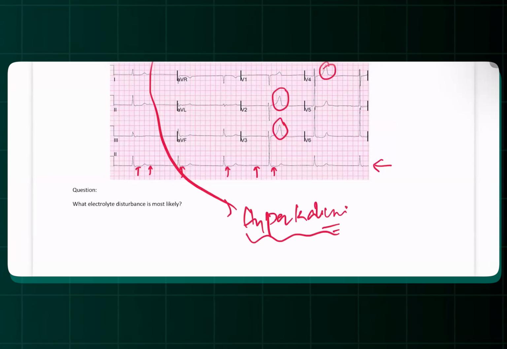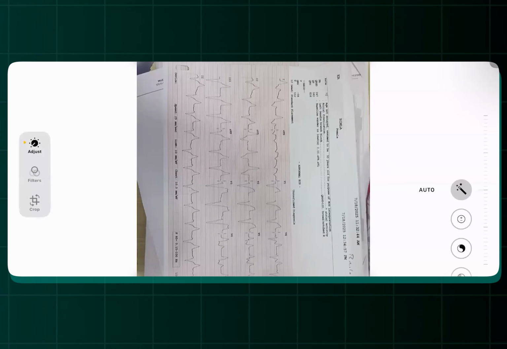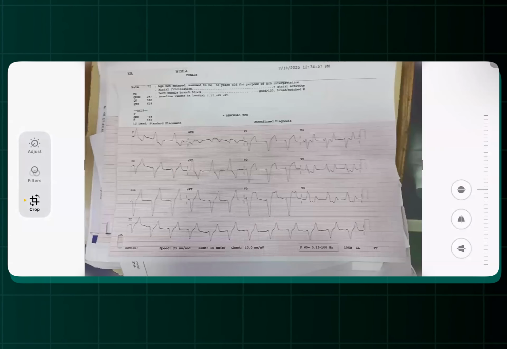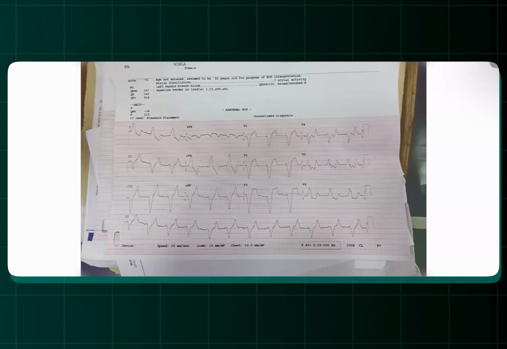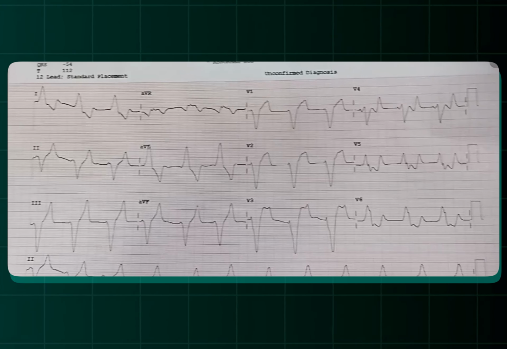Let me just see. Okay. Just check out this. This is from yesterday. How do you make it straight? Okay. Done. Can you see the screen? Yes, sir. What do you see?